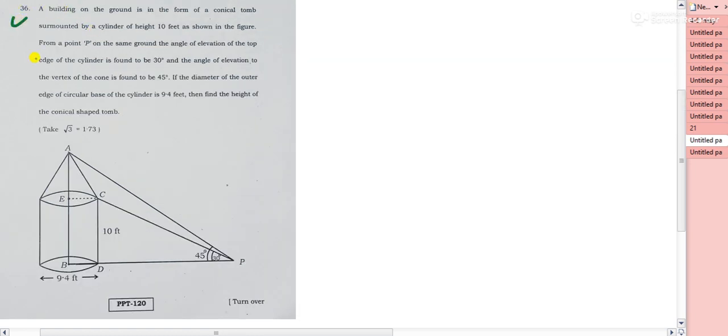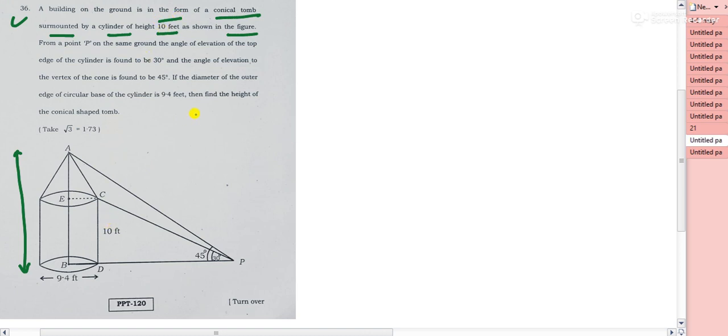So this is the question. A building on the ground is in the form of a conical dome surmounted by a cylinder of height 10 feet as shown in the figure. Okay, so this is the building, if you can see. The cylindrical shape you can see here, and on this there is a conical dome surmounted on the cylinder, and they have given the measurements in feet.